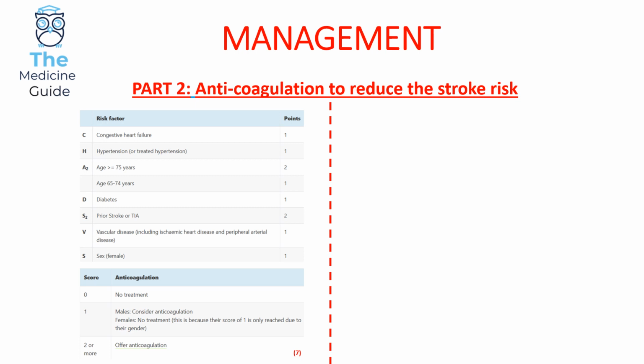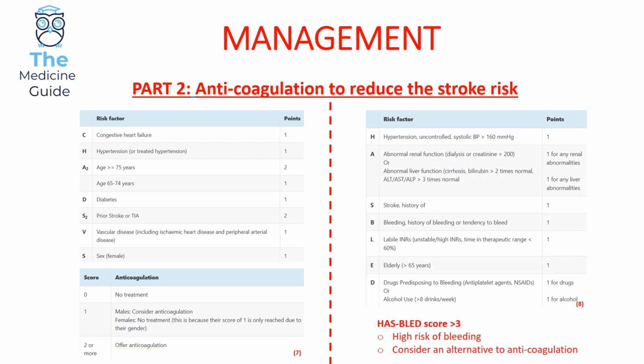Now, after calculating the CHA2DS2-VASc score, we need to calculate the HAS-BLED score. If the HAS-BLED score is equal to 3, then this implies there's a high risk of bleeding, and we need to consider an alternative to anticoagulation. So as part of your second step in managing patients with atrial fibrillation, we have to perform both the CHA2DS2-VASc score and the HAS-BLED score to see whether or not it would be appropriate to offer anticoagulation. Anticoagulation for atrial fibrillation takes the form of either warfarin or a NOAC.